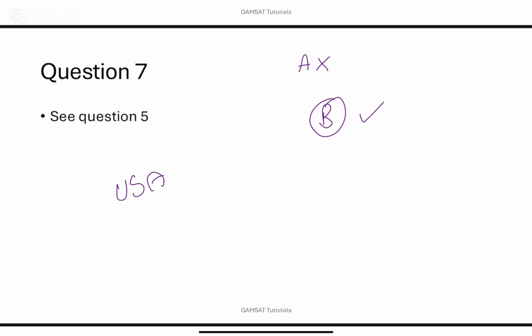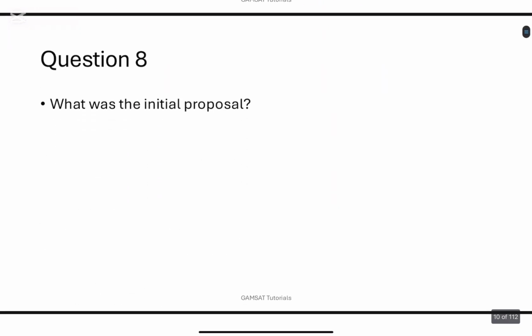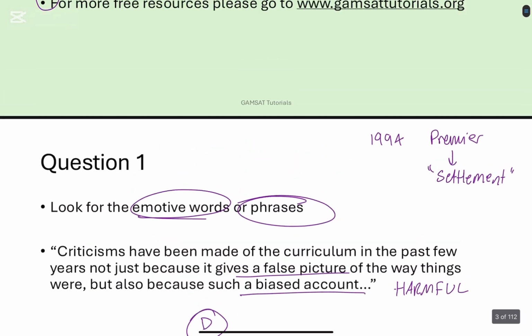Yes, okay, so that's why the answer here is B. Okay, question 8. So now we're getting to the part where we compare and contrast comments. Which of the following comments seems most sympathetic to the interpretation of history originally recommended in the draft of the Year 5 Social Studies book? So that's when we need to go back to the context.